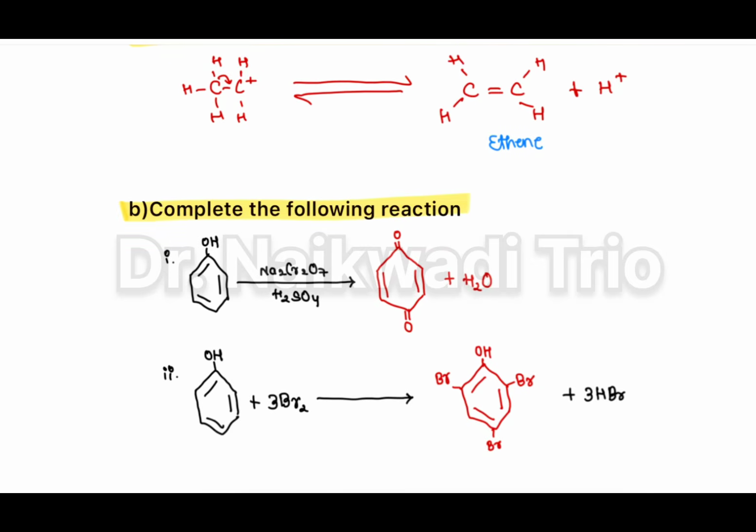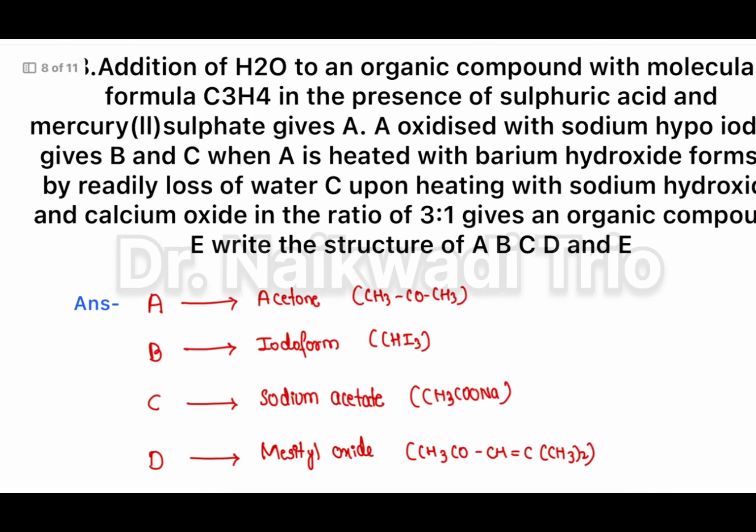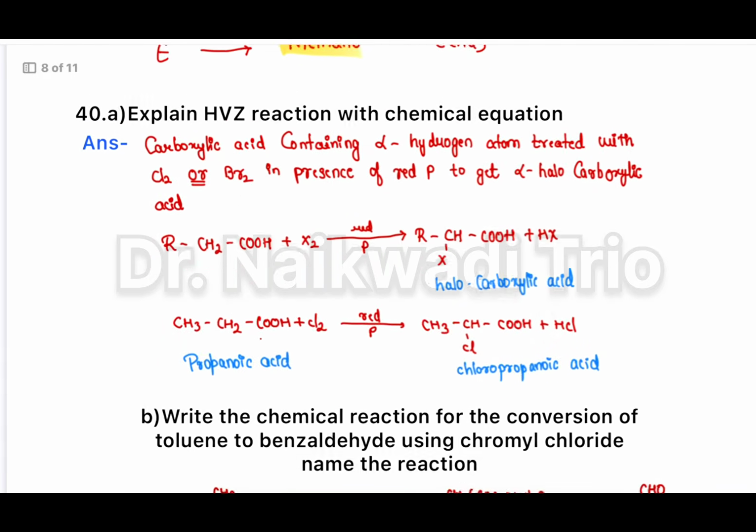Now B is: complete the following reactions. The reaction is given, you have to convert it. Now in the 38th question, in this paragraph they have asked you about what is A, B, C, D and E in this equation. So you have to read the question very carefully. And the answer to this question is: A is acetone, B is iodoform, C is sodium acetate, D is methyl oxide, and E is nothing but methane.